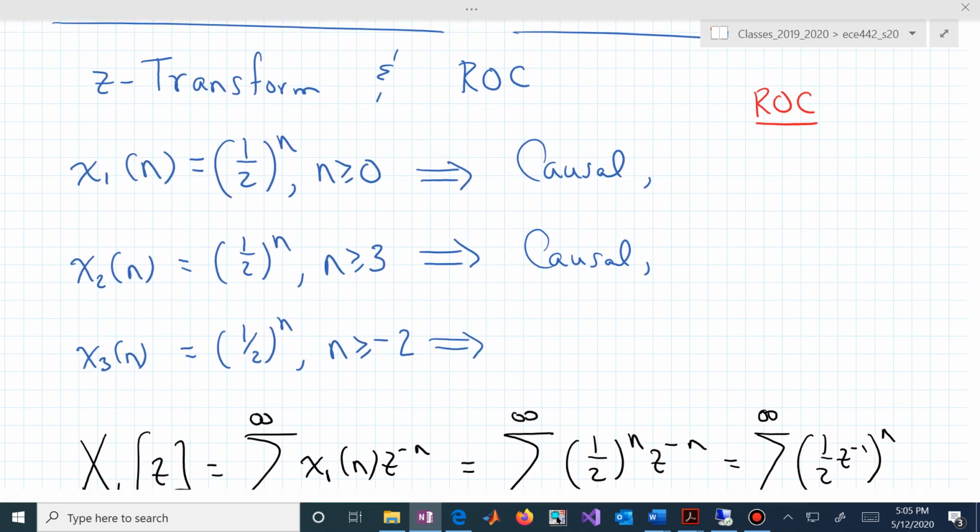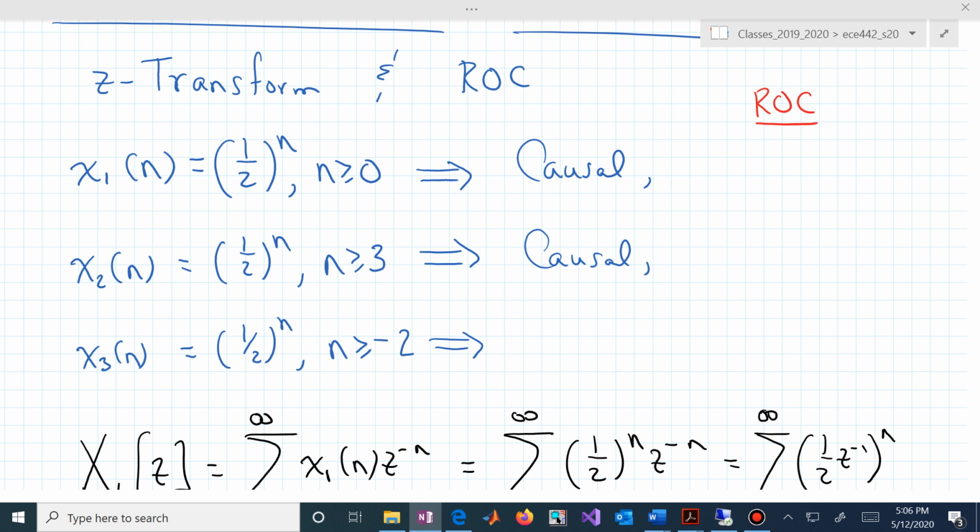Z-transforms and region of convergence. We need to be comfortable with this. Here I've actually illustrated 3 different functions, x sub 1, x sub 2, x sub 3. They have the same exponential decay of 1/2, but they now have different start times for when they become active. The first one starts at time 0, n greater than or equal to 0, and goes on for non-negative values of n. That's a causal sequence.